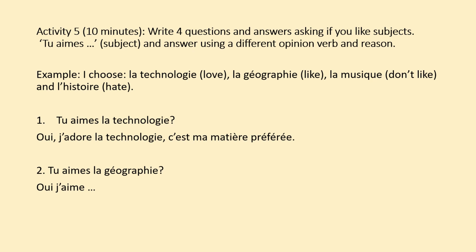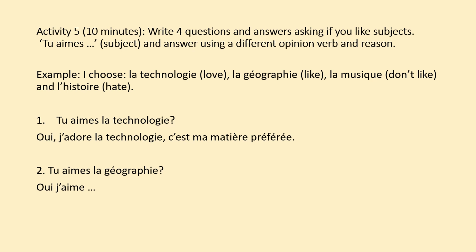For question 5, I want you to write questions and answers about 4 school subjects. So the questions will be always tu aimes and then the school subject name. And then you'll give the answers for each subject using a different opinion verb and a different reason. So for example, the 4 subjects I'm going to choose are la technologie, I'm going to say I love it, la géographie, and say I like it, la musique, and say I don't like it, and then l'histoire, and say I hate it.